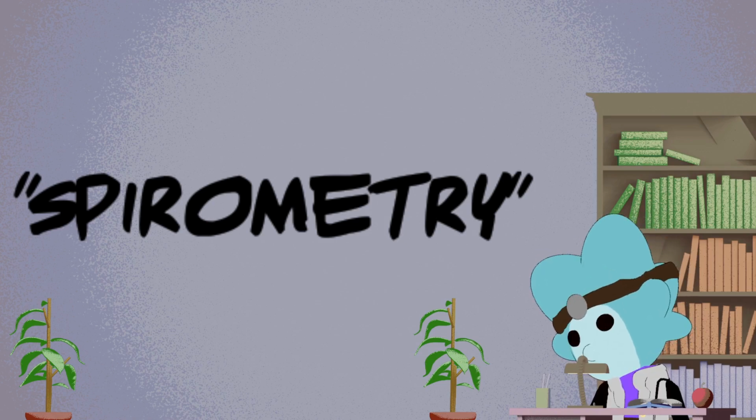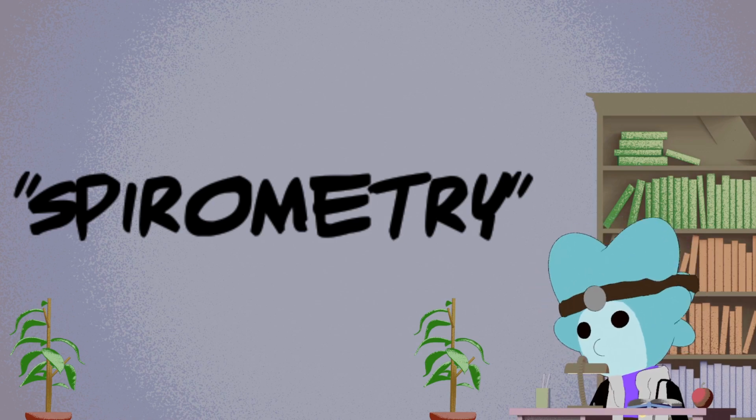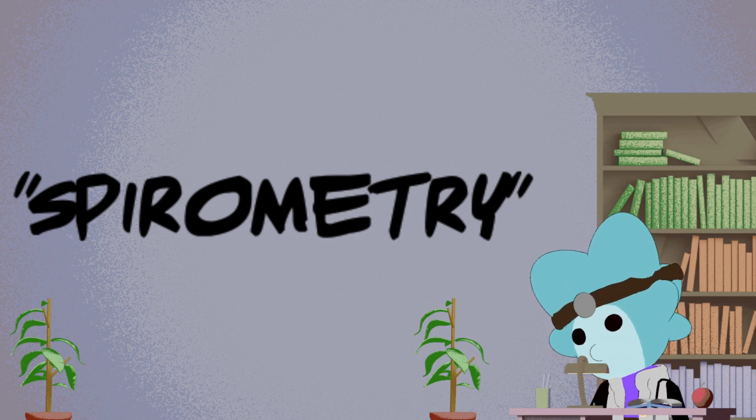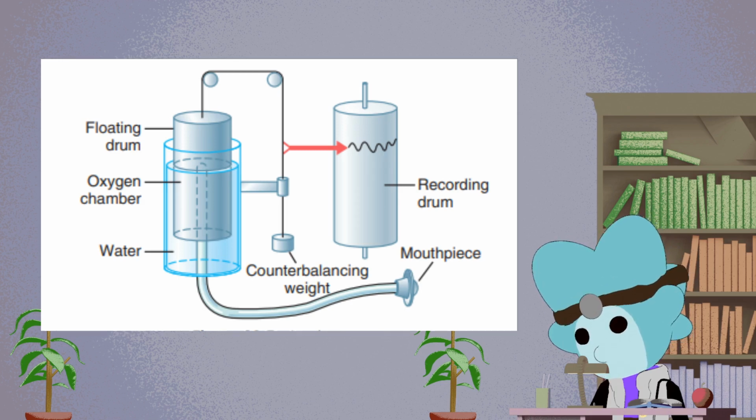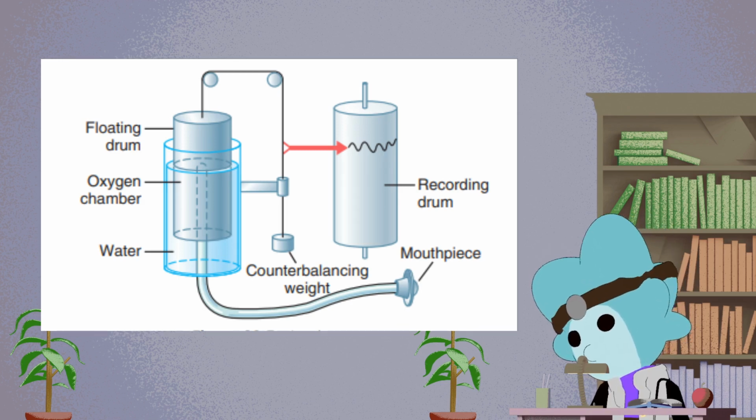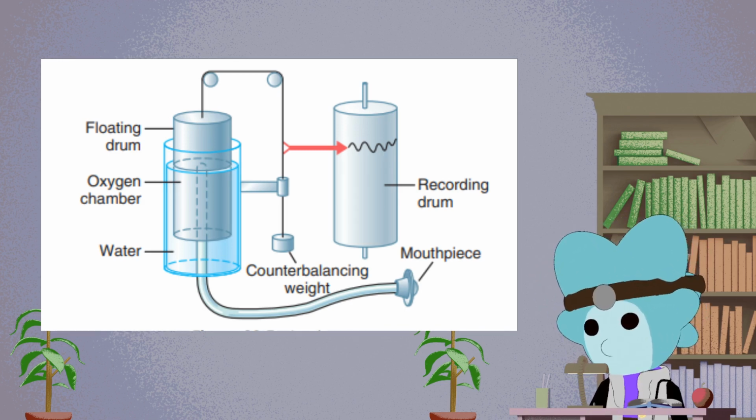The recording of the volume of air movement in and out of the lungs is known as spirometry, and it is used to better understand the body's pulmonary ventilation. We usually measure this with the help of a spirogram, this device that you breathe into using a mouthpiece.